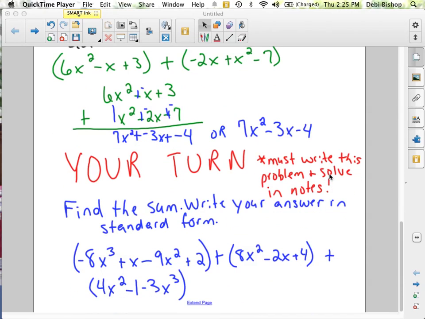So on here, you have to write any of the problems that I have for your turn. I want you guys to write the problem completely and solve it in your notes. Okay? So here's: find the sum and write your answer in standard form.